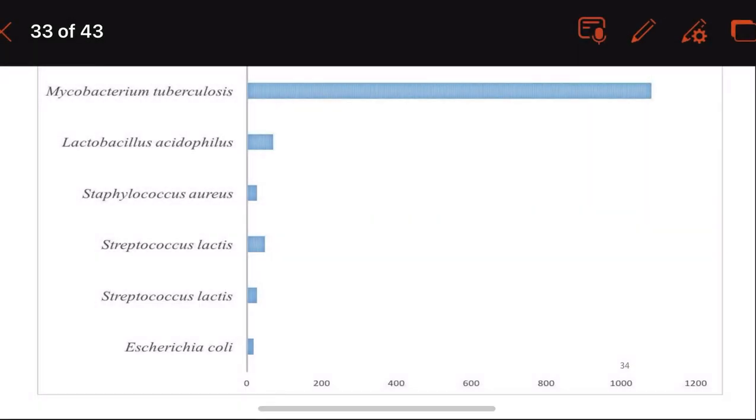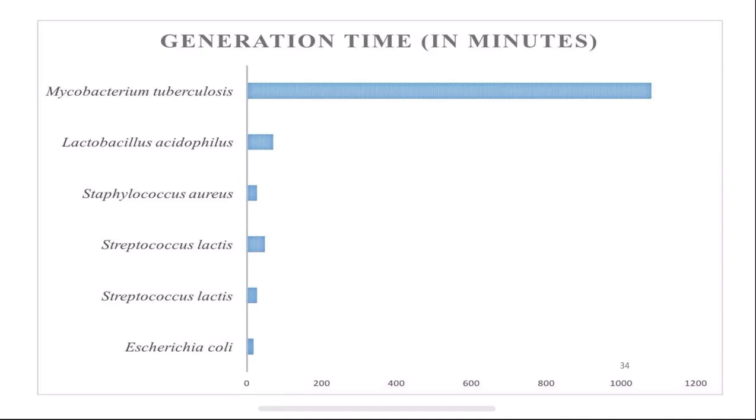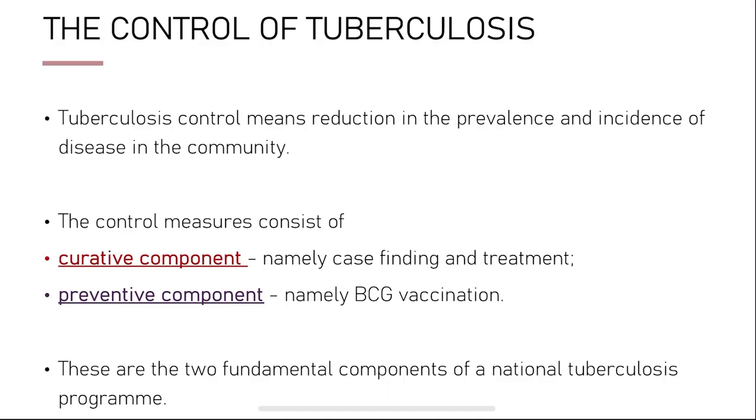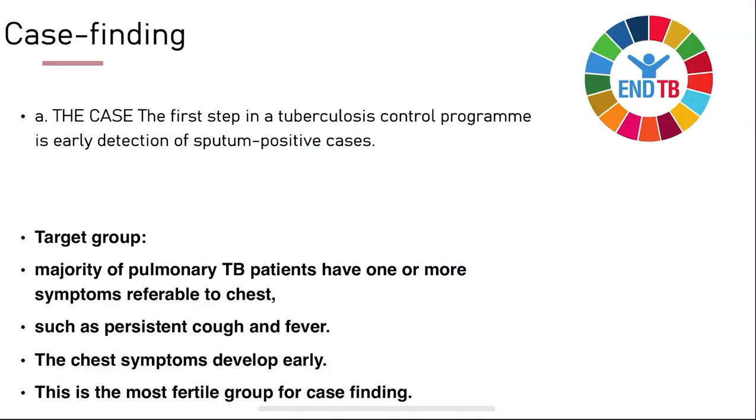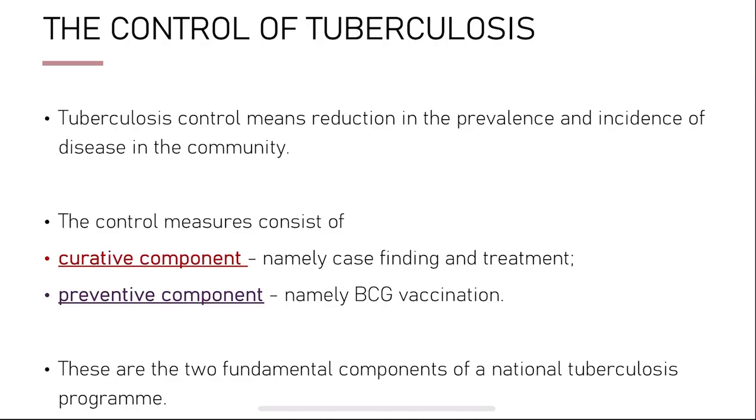Whereas in other microorganisms, the generation time, like coliform bacilli such as E. coli and other medically important bacteria, is just 20 minutes. And you can see here Staphylococcus aureus, it is just 30 minutes, 20 minutes. So the generation time is very short in other bacteria, whereas in Mycobacterium tuberculosis, the generation time ranges from 800 to 900 minutes.